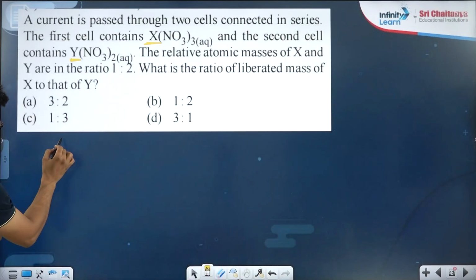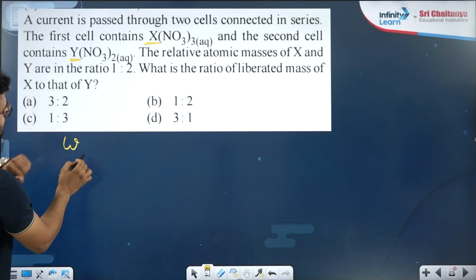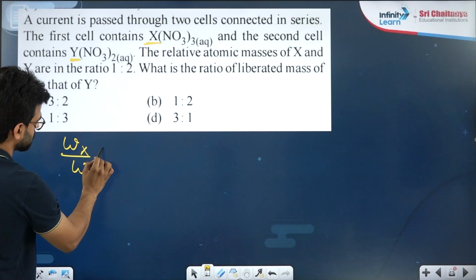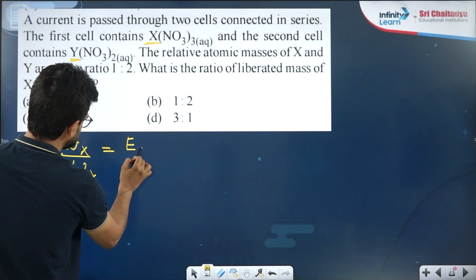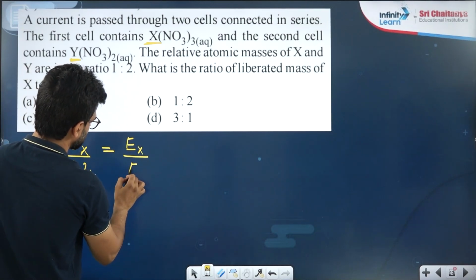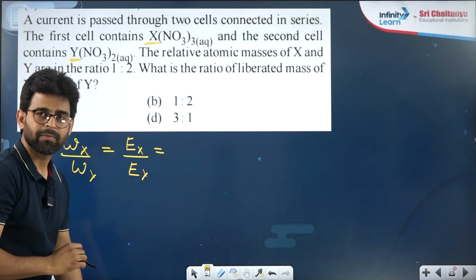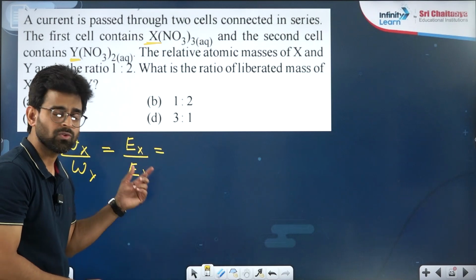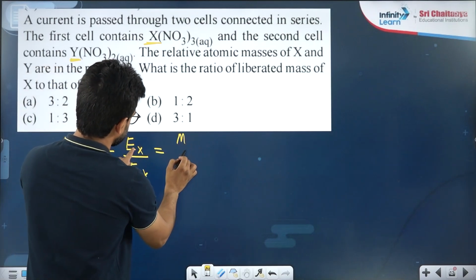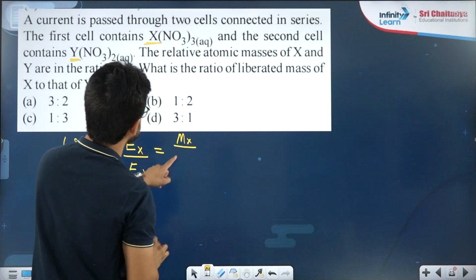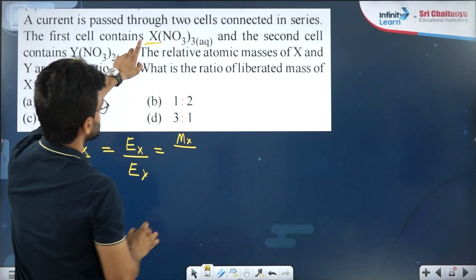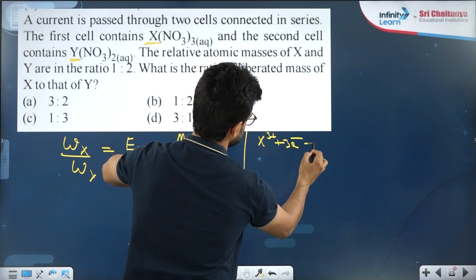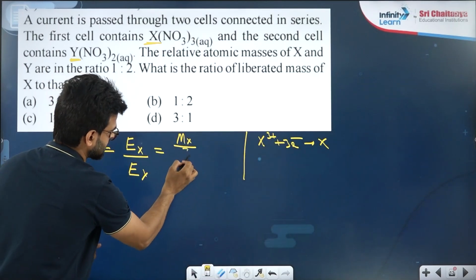I want to find the weight of X deposited divided by the weight of Y deposited. So this ratio is, we know very well, it is what? Equivalent weight of X divided by equivalent weight of Y. Clear? And now in this case, we don't know the masses to find the equivalent weight. So I will say molar mass of X divided by its n factor. What is the n factor of X in this case? You see carefully, X plus 3 is taking 3 electrons to become X. So the n factor here is 3.